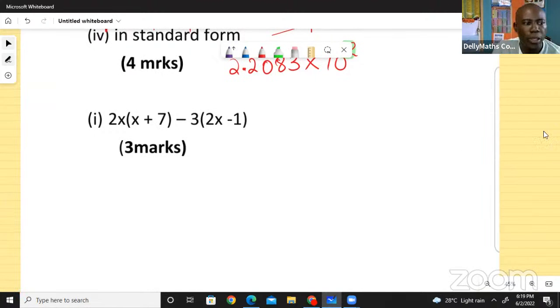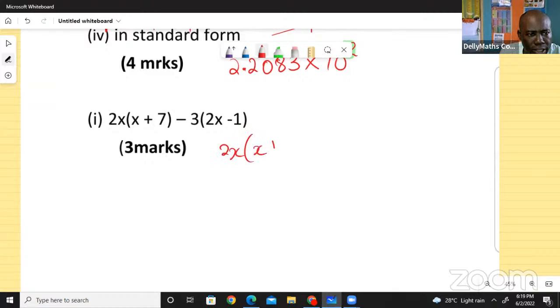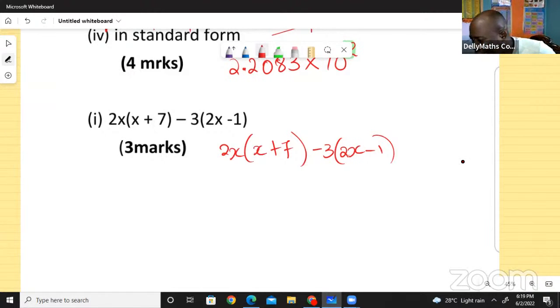All right, let's go. Now we're looking at this. Let me rewrite this for you. This is for 3 marks, as you could see here. So we have 2x times open bracket x plus 7 close bracket, and we have minus 3 open bracket 2x minus 1. Basically what we want to do is to remove the bracket and simplify. We intend to remove the bracket and simplify.